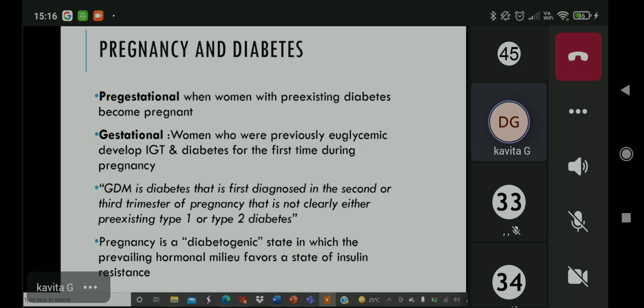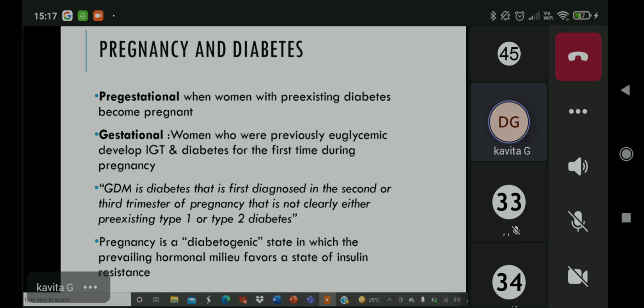Now, this is the third type, that is gestational diabetes, as opposed to pre-gestational, where the lady already had diabetes. If she's pregnant, that is not very relevant here. The problem is when we have women who were previously okay, but suddenly they develop diabetes for the first time in their lives. Gestational diabetes mellitus is diabetes that is first diagnosed in the second or third trimester of pregnancy, and it is not clearly either type 1 or type 2. That means you can get overlapping features of both.